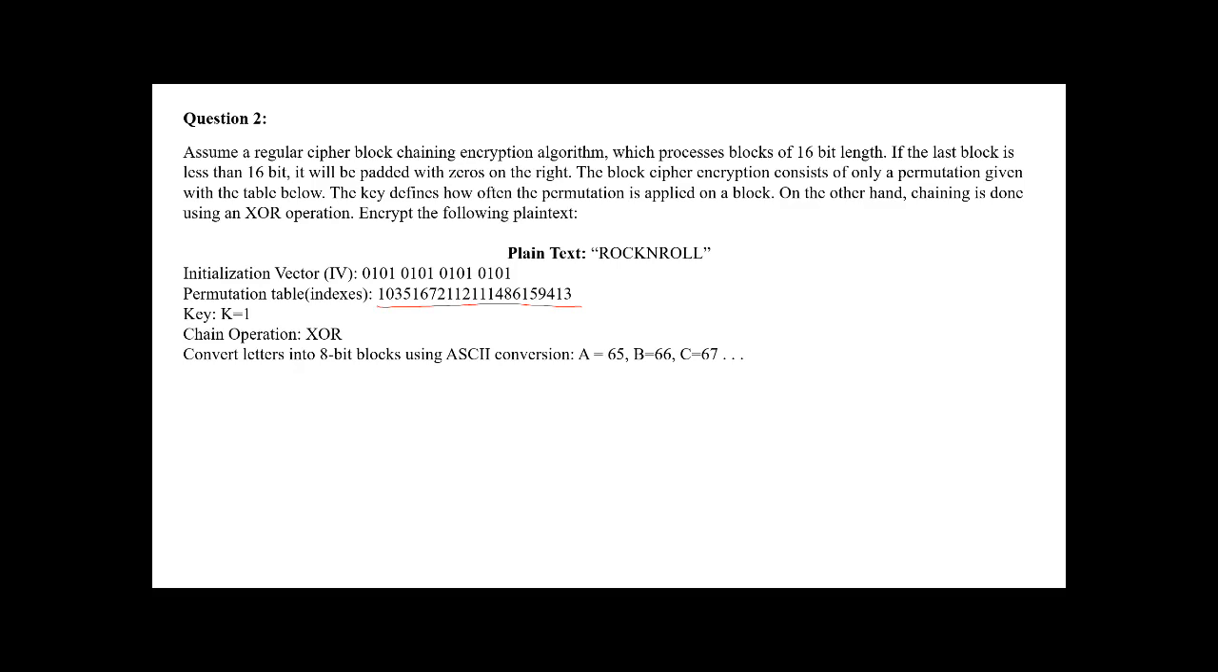And then we have the key, K1. It defines how often this permutation needs to be done. On the other hand, the chaining is done using an XOR operation. Okay, so we have two things to do here: we do chaining using XOR, and we do permutations using this permutation table.